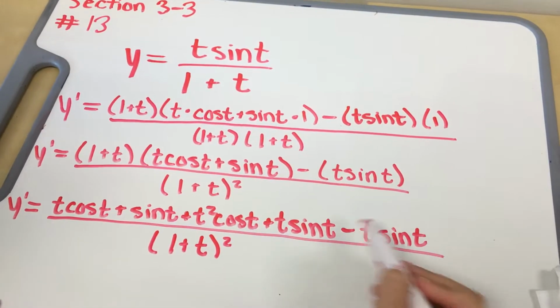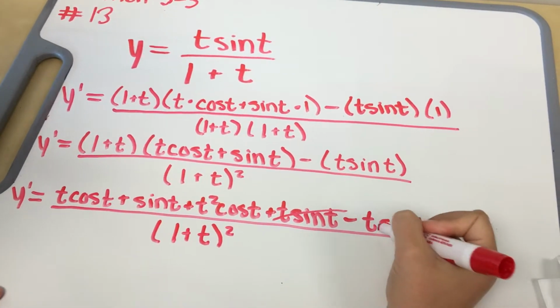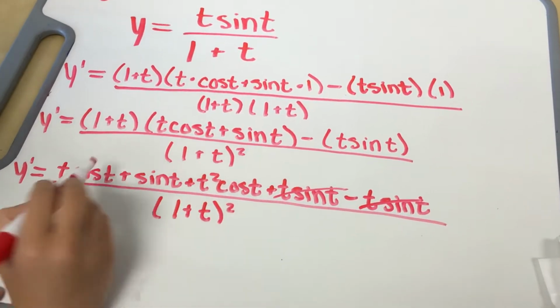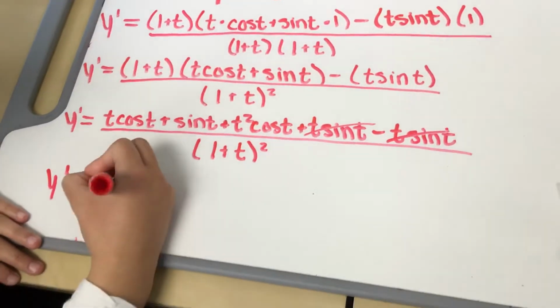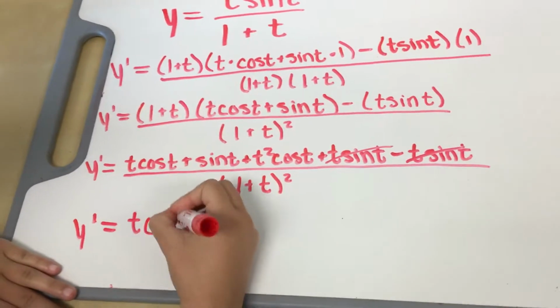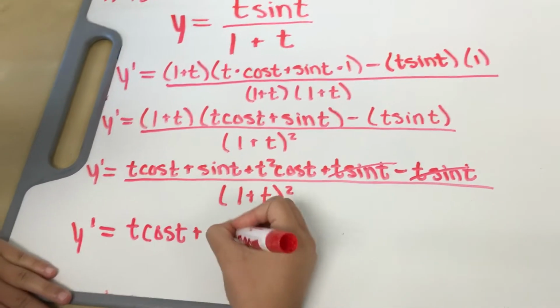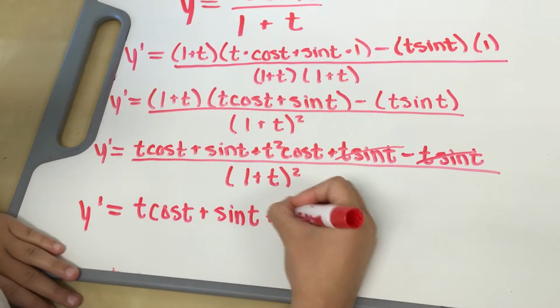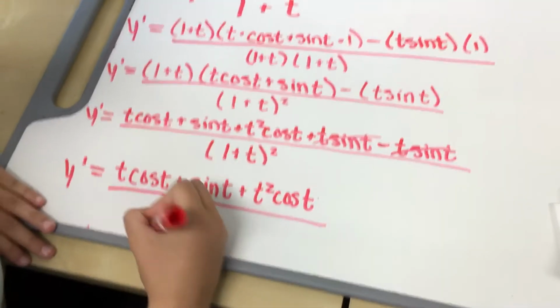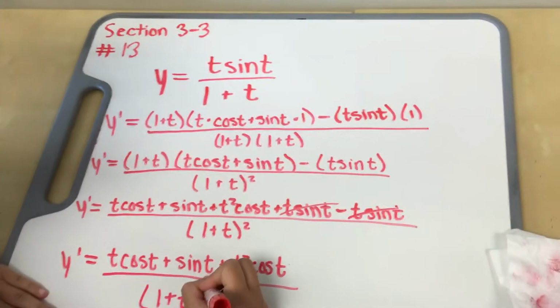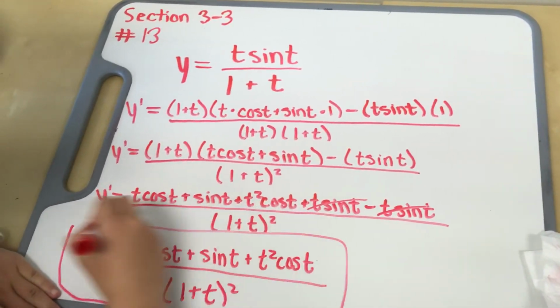And then I can already see here that we can cancel out the plus t sine of t minus t sine of t, and then the rest doesn't look like we can cancel anything out. So our answer will be t cosine of t plus sine of t plus t squared cosine of t all over 1 plus t squared.